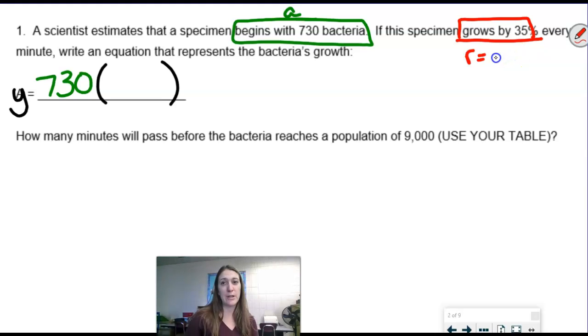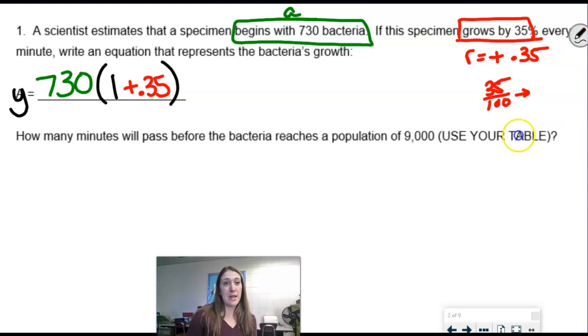So because it's growing, we're going to be adding, and then remember 35%, the decimal version of that would be 0.35. If you forgot how to convert percents to decimals, you can either move the decimal to the left twice, or you can take the percentage and divide it by 100, because literally percent means out of 100, and that's how you're going to get the 0.35. Okay, so that being said, our growth factor ends up being a 1 and then plus 0.35.